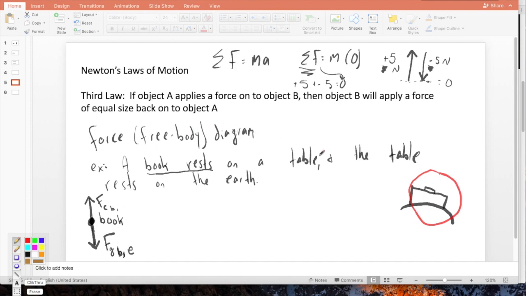The book is resting on the table. The table is pushing it up. So where's this pushing force coming from? Where's this upward force coming from? The table.